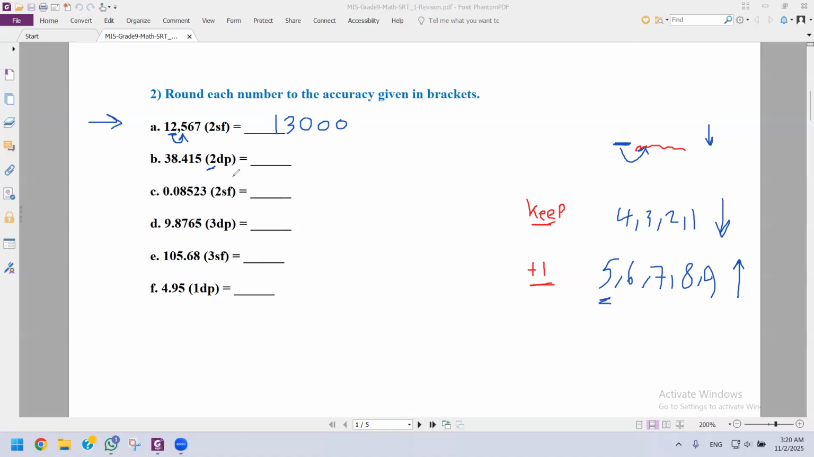How do I count for the second decimal place? You count from left, okay, but from where? After the decimal point. After the decimal point, you count from left to the second decimal place. So 1, 2. So which value? 1 is the second decimal place.